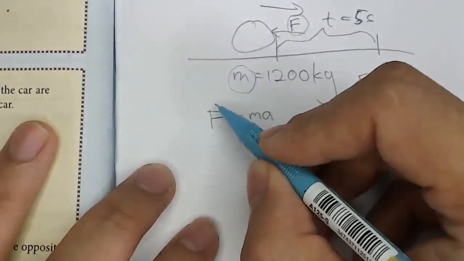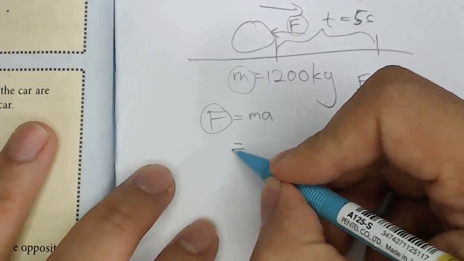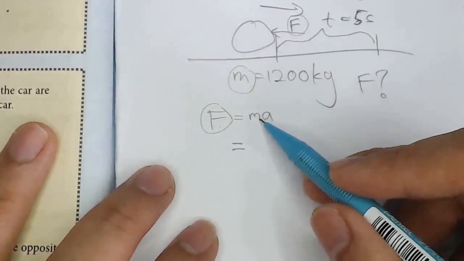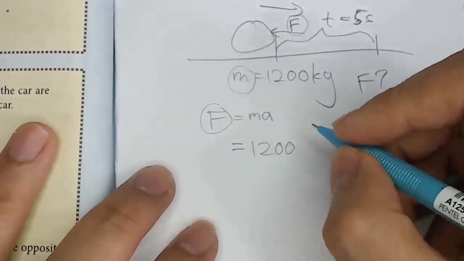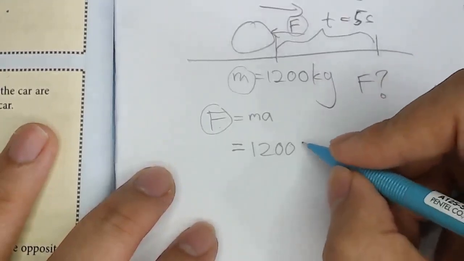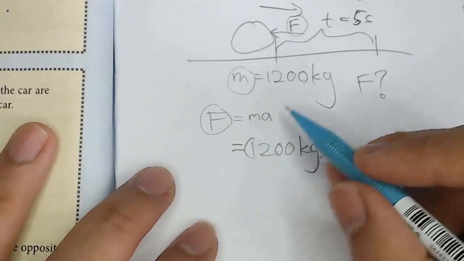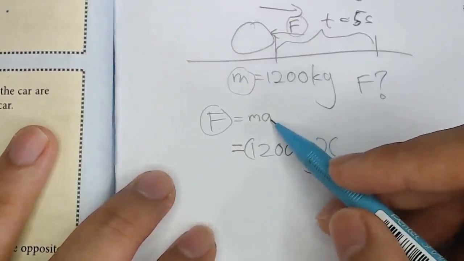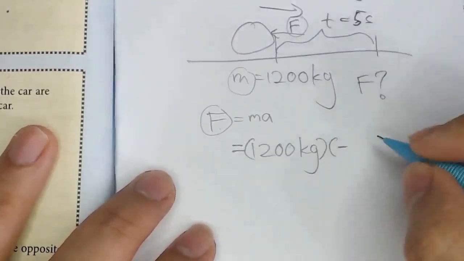Now we've been asked to find the value of F. All we need to do is substitute the values inside. M is 1200 kilo, while A is, remember that since this is deceleration, we need to put negative, because it is a vector.